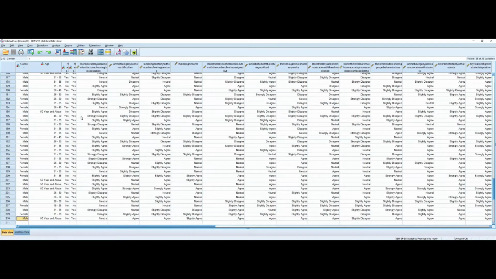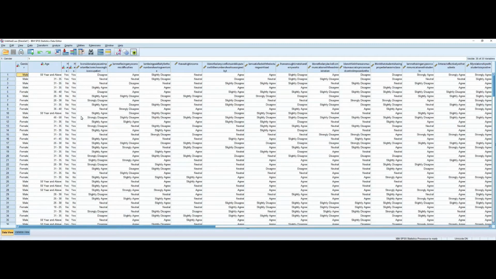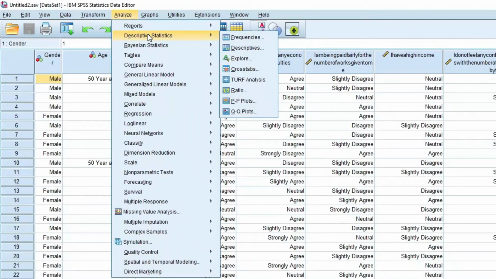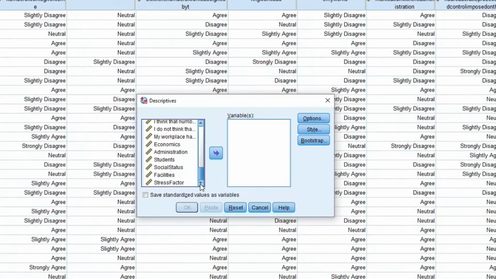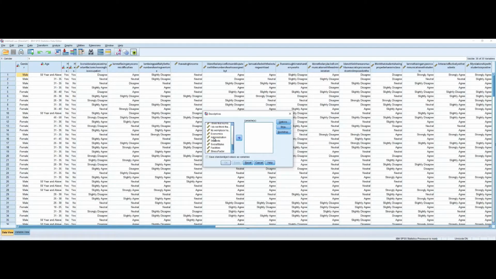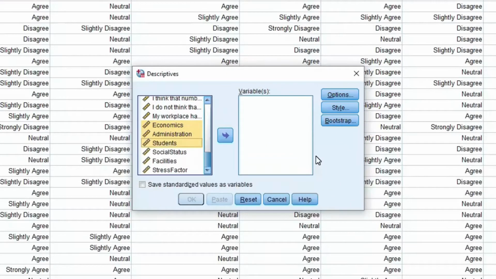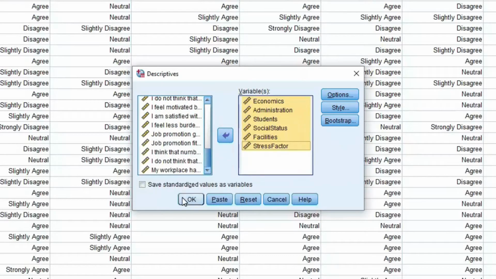There are 210 respondents. I'm going to explain in terms of the social sciences, so it will benefit those who are going to do research in this area. We go to Analyze, then Descriptive Statistics, and I will start with Descriptives. Since I computed everything already and put all the questionnaire items into the respective independent variables, we can see economics, administration, student, social status, facilities, and the final one, stress factor, or just stress. Then I click OK.